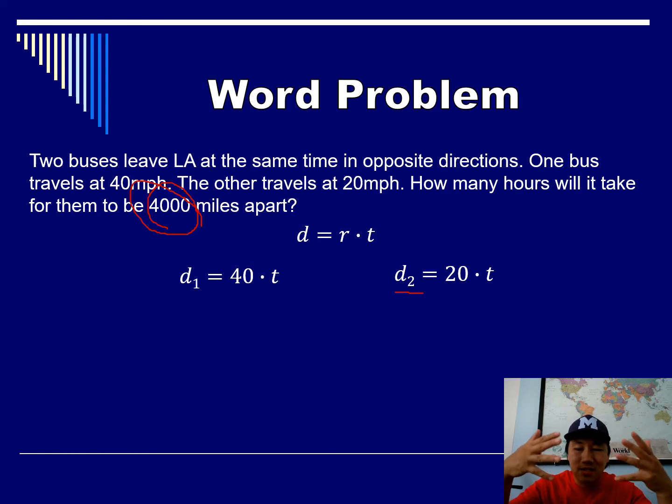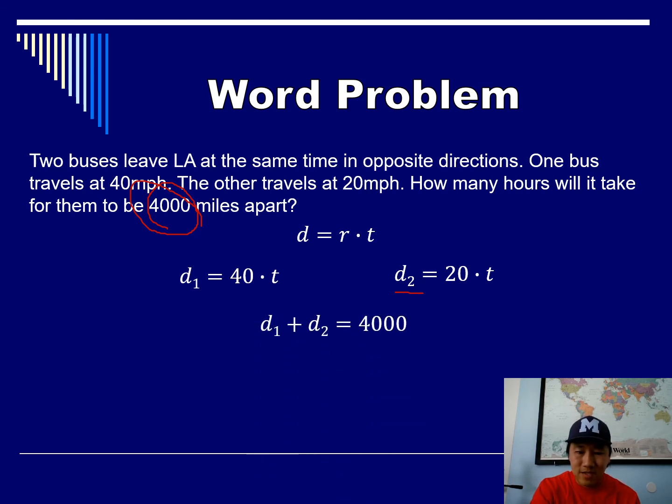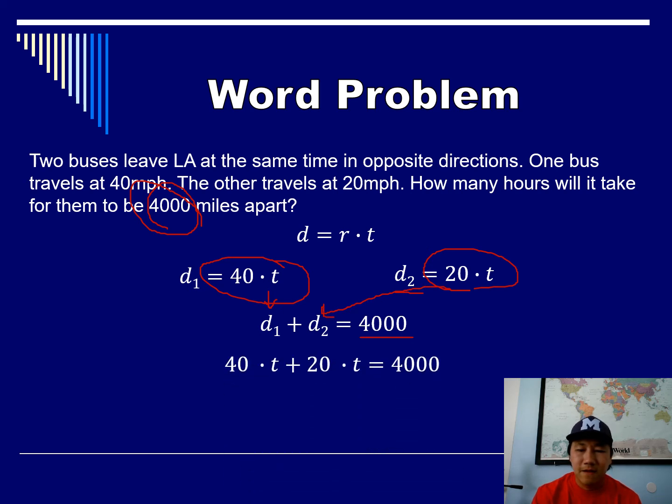So their distances together, when you're talking about distances together, it's d1 plus d2. And we want it to be 4,000 miles apart. Alright, so from there you just do substitution. Plug in 40t into there. Plug in 20t into there. There's what we have. Combine our terms, and divide both sides by 60, and you should have about 66.6 hours.